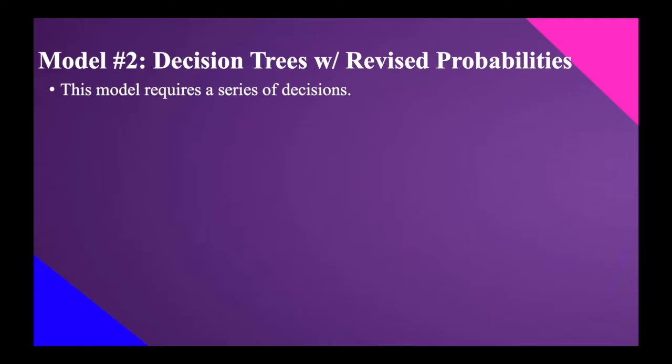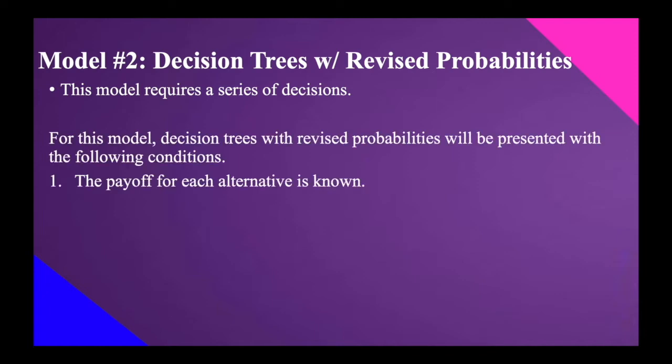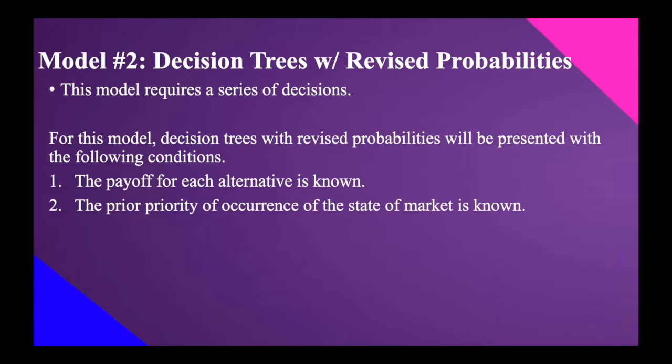So this model actually requires a series of decisions. That's why it is under the decision tree nga, no? Series of decisions, dugtong-dugtong na decision-making process. So for this model, the decision trees with revised probabilities will be presented with the following conditions. First condition is the payoff for each alternative is known. Second condition, the prior probability of occurrence of the state of market and state of nature is just the same, and that is known, no, as the second na condition natin with this model number 2.